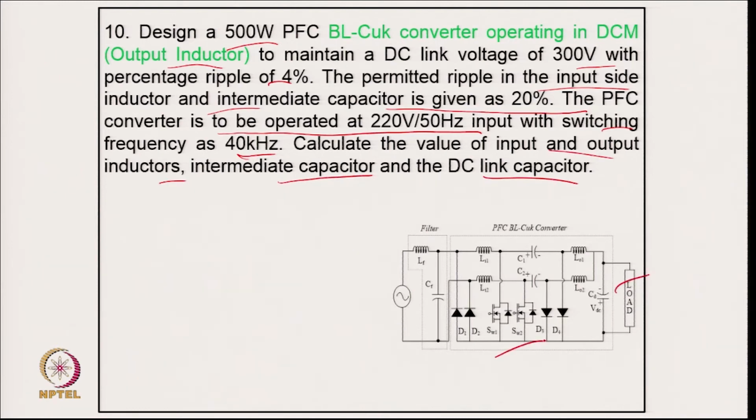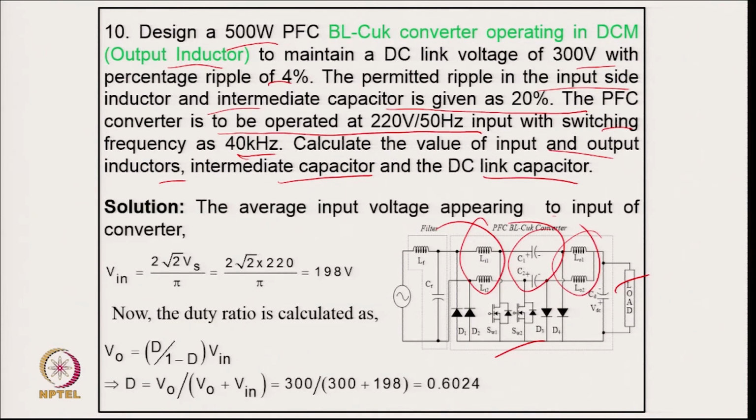So, this is the circuit for the bridgeless Cuk converter, where for one half cycle the upper Cuk converter operates, and for the negative half cycle the lower Cuk converter operates. Typically the components, the input inductor, the energy transfer capacitor and the output inductor, are identical, to make sure that the positive and negative half cycle operation is identical.